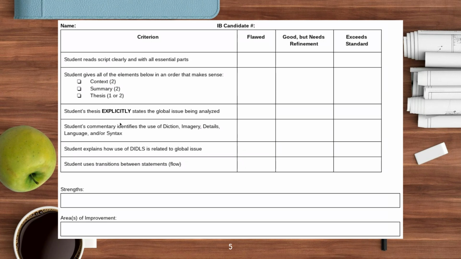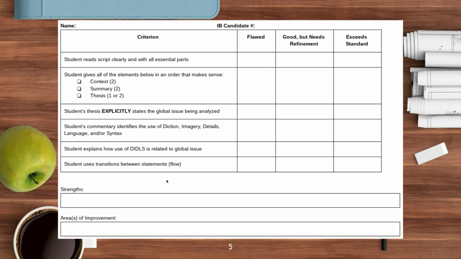You're going to make sure that you explicitly state the global issue being analyzed in your commentary. Make sure that you're discussing the author or cartoonist's use of diction, imagery, details, language, or syntax. And make sure that you're not just bringing up that piece of figurative language to talk about metaphors in a vacuum, but that the author actually uses that metaphor to make a point about this global issue, or to make understanding that global issue easier.